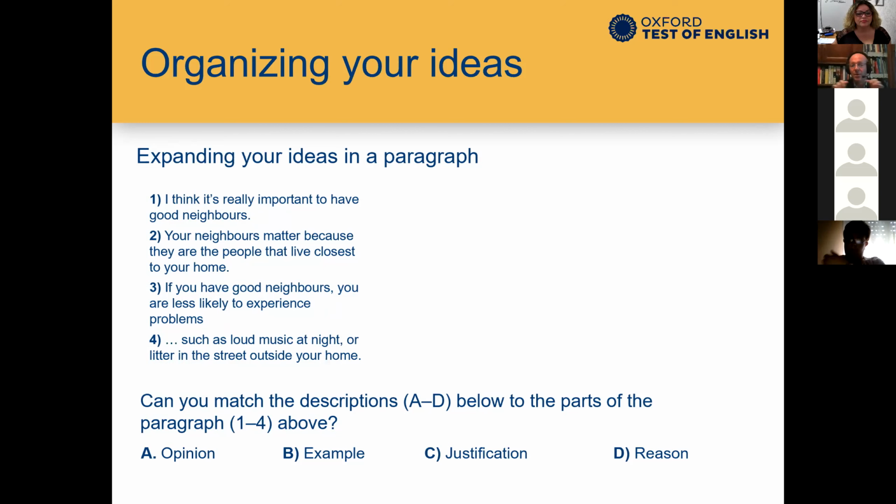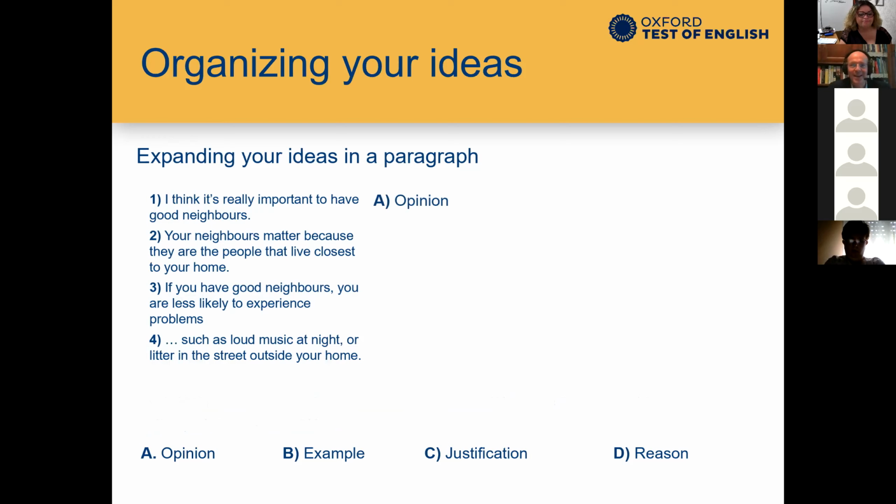So the question here at the bottom is, can you match A to D below with 1, 2, 3, 4 above? So let's take a look at this. We have opinion, example, justification, and reason. Okay, so number 1, what letter do you think corresponds there?